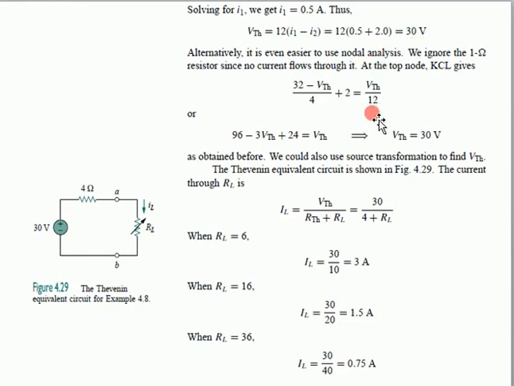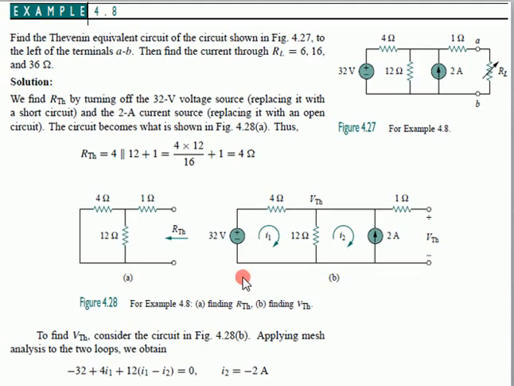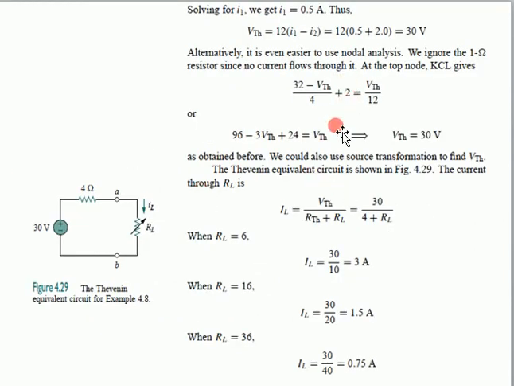Another method that can be used here is the nodal analysis. You simply see how many nodes are here and how you can find the value of V Thevenin. So in order to write the equation for the nodal analysis, we have (V Thevenin minus 32) divided by 4 plus V Thevenin divided by 12 ohm, and as the current source is here, that is equal to 2 ampere. So by solving it, you will get the value of V Thevenin, and V Thevenin is equal to 30 volt.